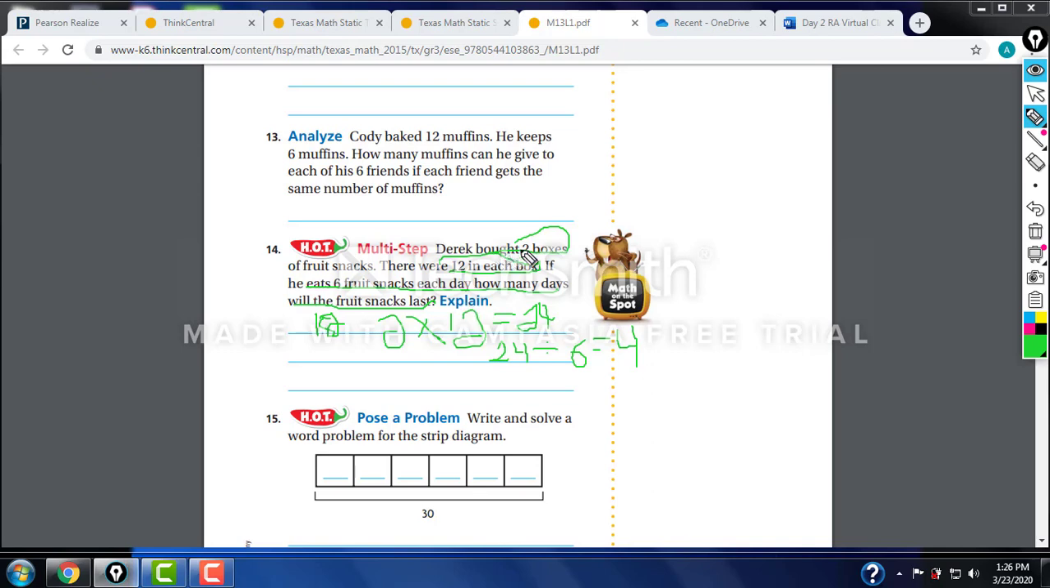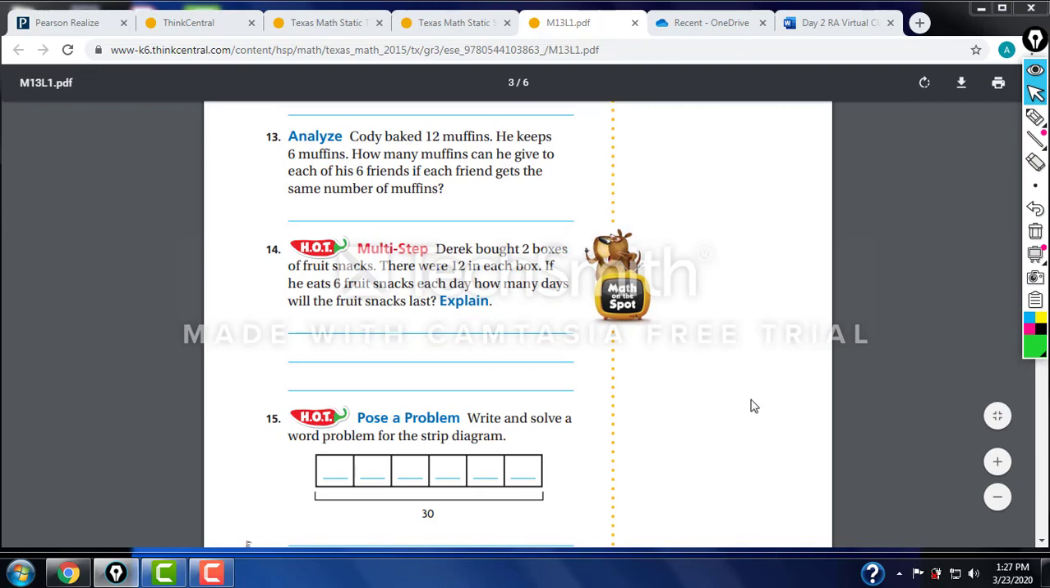So your multi-step was multiplying first the number of boxes with the number in each box to get your total, your product here, and then divide your product here by the number of fruit snacks eaten per day to get how long it will last. Nice work. Good job. Let's move on to the next one.